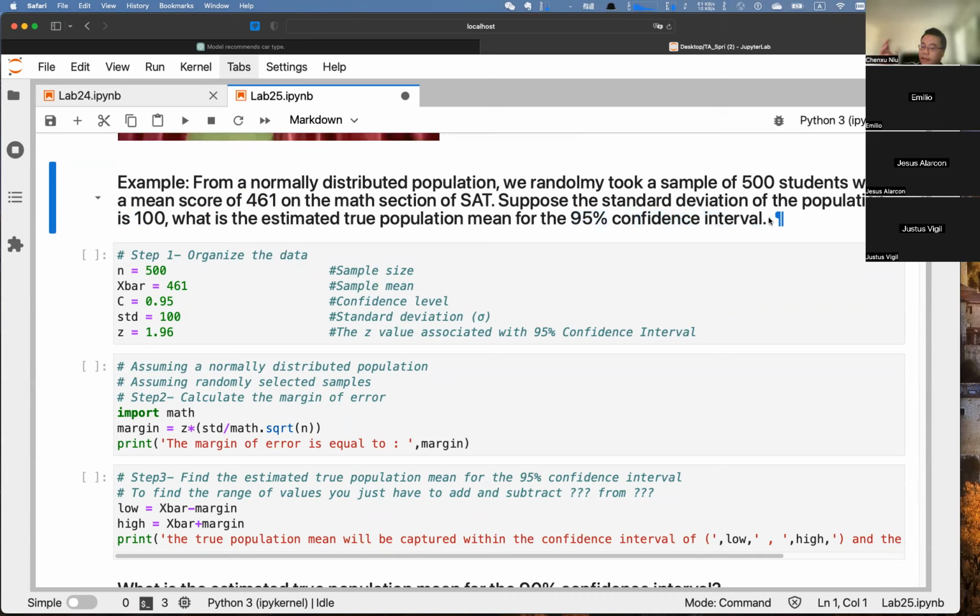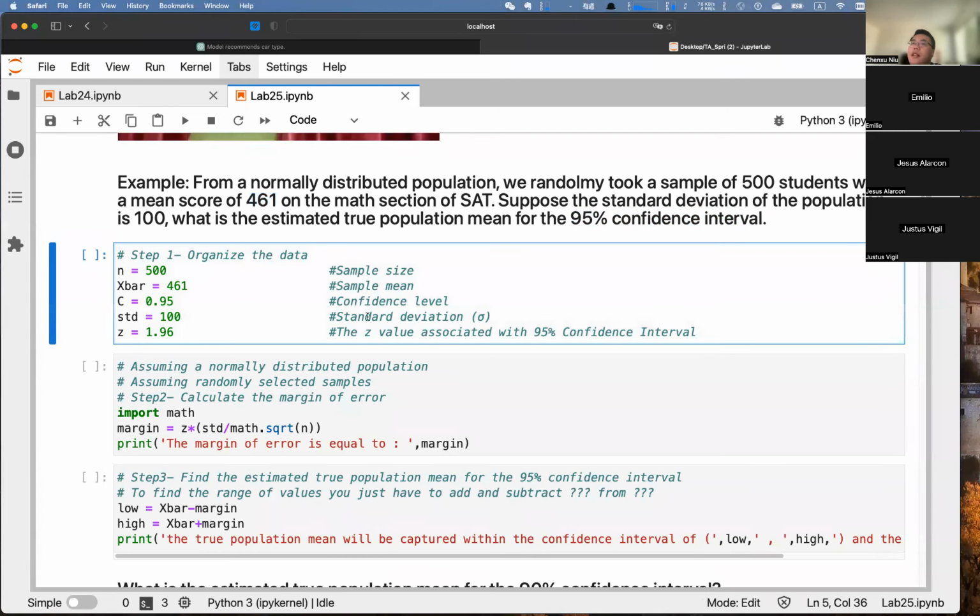Because it's a randomly selected sample, although the mean value is 461, not all numbers are 461. They are distributed around this mean value. That's why we need to set this confidence interval, right? So first, we need to organize the data.